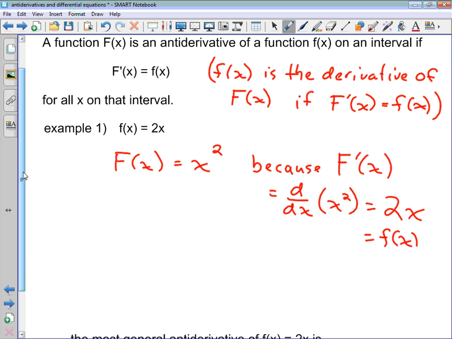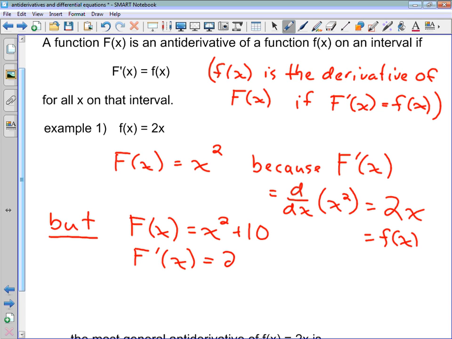But it's not the only antiderivative. We could have chosen a function for capital F of x like x squared plus 10. If we take the derivative of this function, F prime of x is going to be 2x, and the 10 goes away because it's just a constant. The derivative of a constant is 0. So this is also an antiderivative.